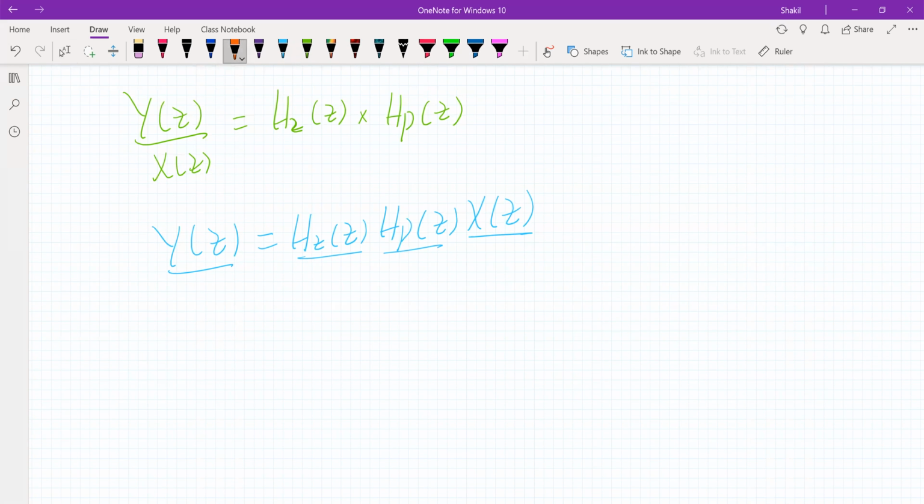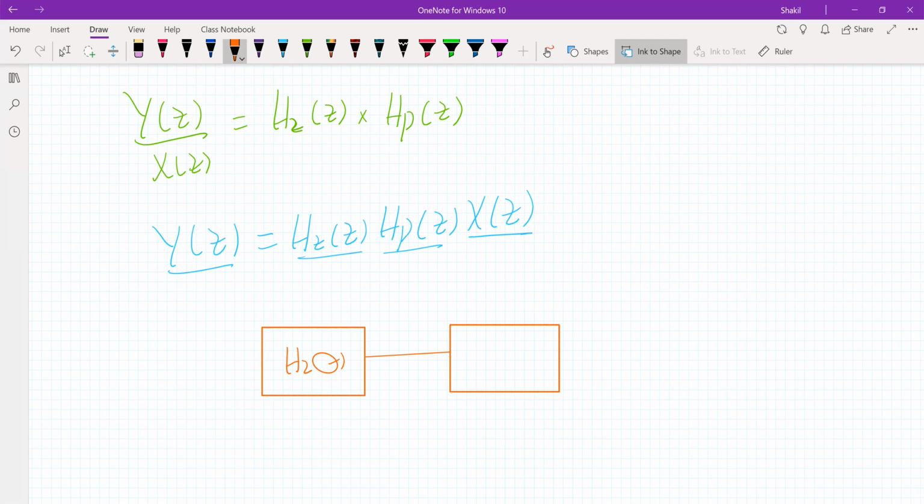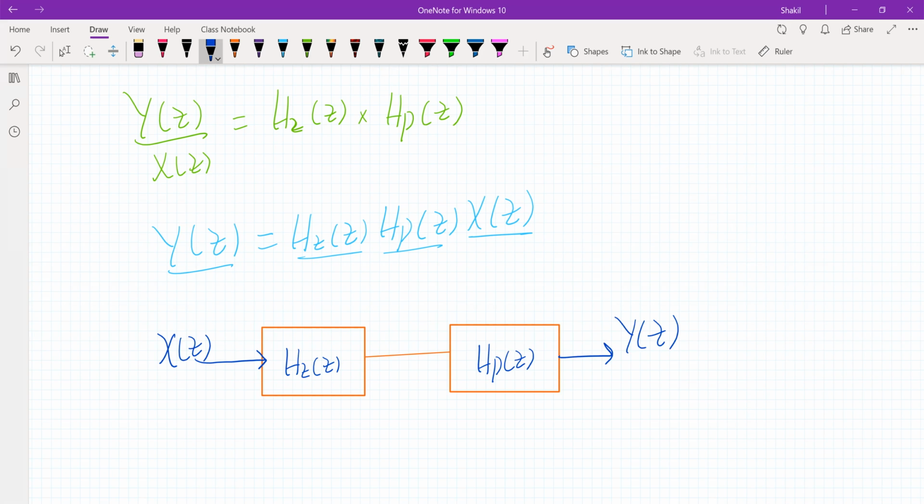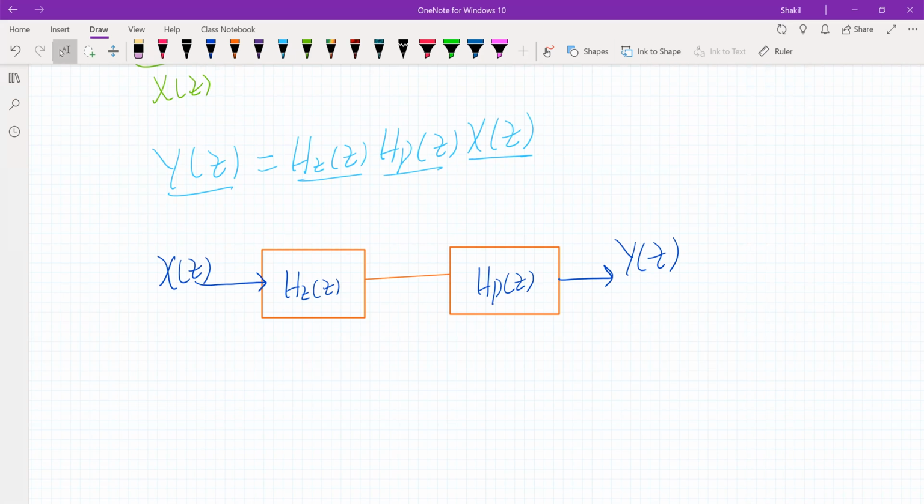So in block notation, how can we write it? As a block, this is one block and this is another block, and if we connect these two in cascade, then the overall transfer function will be Hz of z multiplied with Hp of z. The input to this is X of z, and the output of this whole system will be Y of z. This is how we can realize this system.